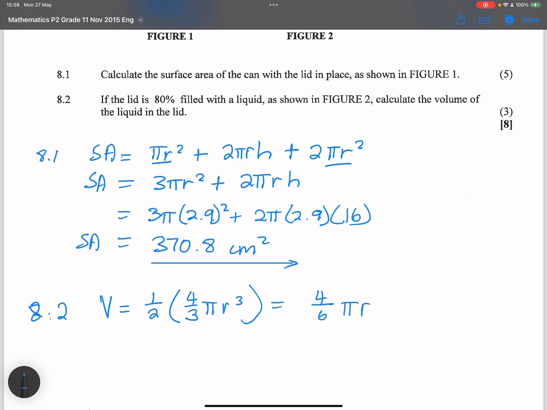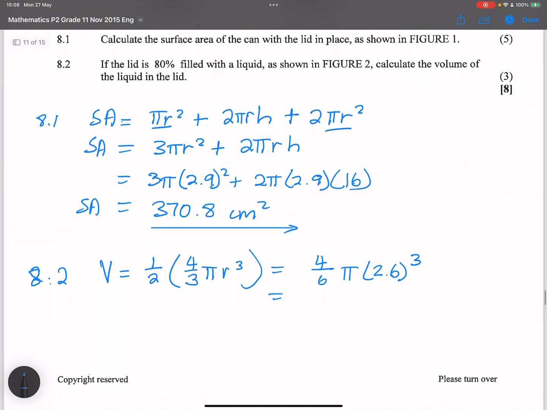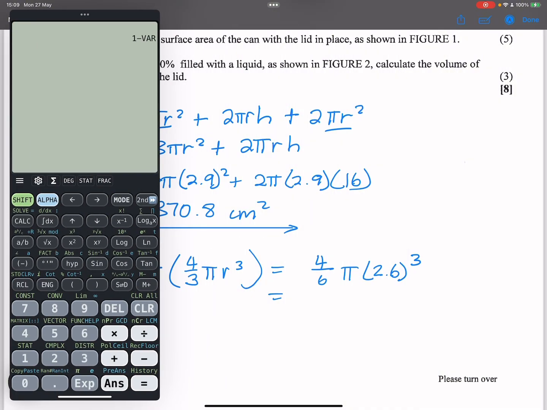But remember, our r value is 2.6. This is cubed. So this would now be the volume if it was full, right? So what I'm going to do is say this is 4 over 6 multiplied by pi times 2.6 cubed. Okay, I get 36.81 centimeters cubed. But remember, this is 80%.